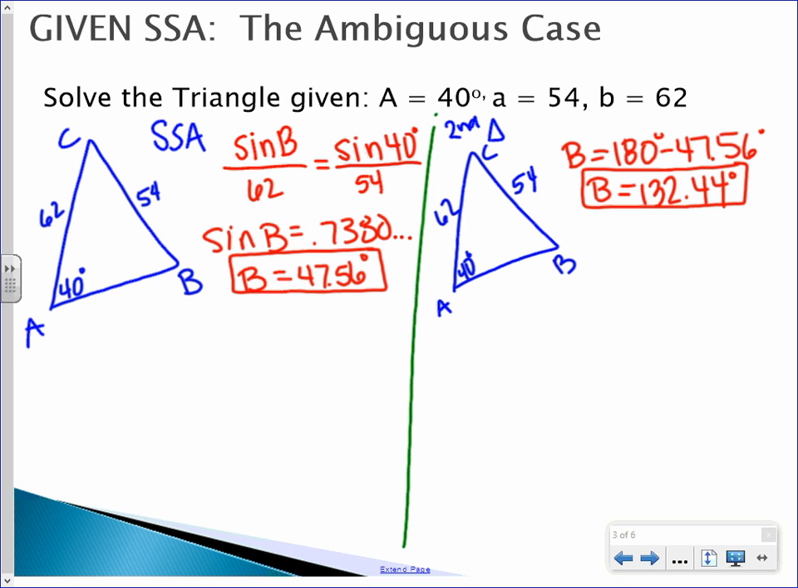We have two triangles to solve. What I think is best is if you find the beginning of the second triangle and then separately finish them out. So let's go back to our very first triangle over here. Let's finish this out. Okay?